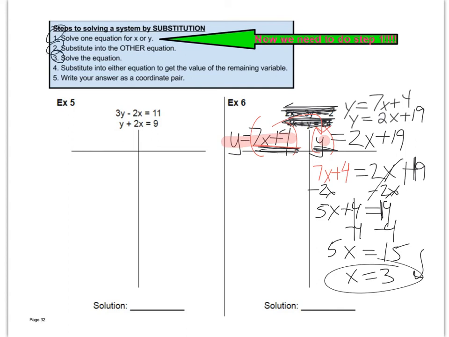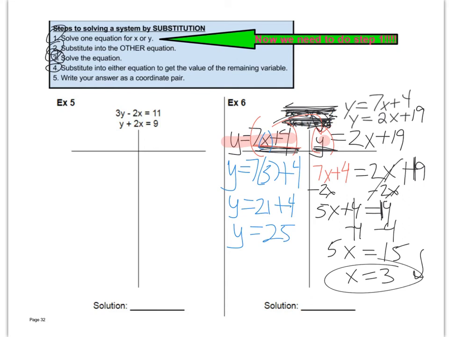I've solved that equation. I solved one for x or y. That was already done. I substituted it into the other equation. I solved the equation. And now I'm going to substitute into either equation. I'm going to substitute in over here because there's room. There's not room here. There's room here. So I'm going to take the x that I know and replace, substitute x over here. So here's where I see x. I know it's 3. I'm changing it to a 3. I'm replacing the x with the 3 that I know it is. So if I do my math, 21 plus 4, y is equal to 25. So now I have a nice solution, 3 comma 25.